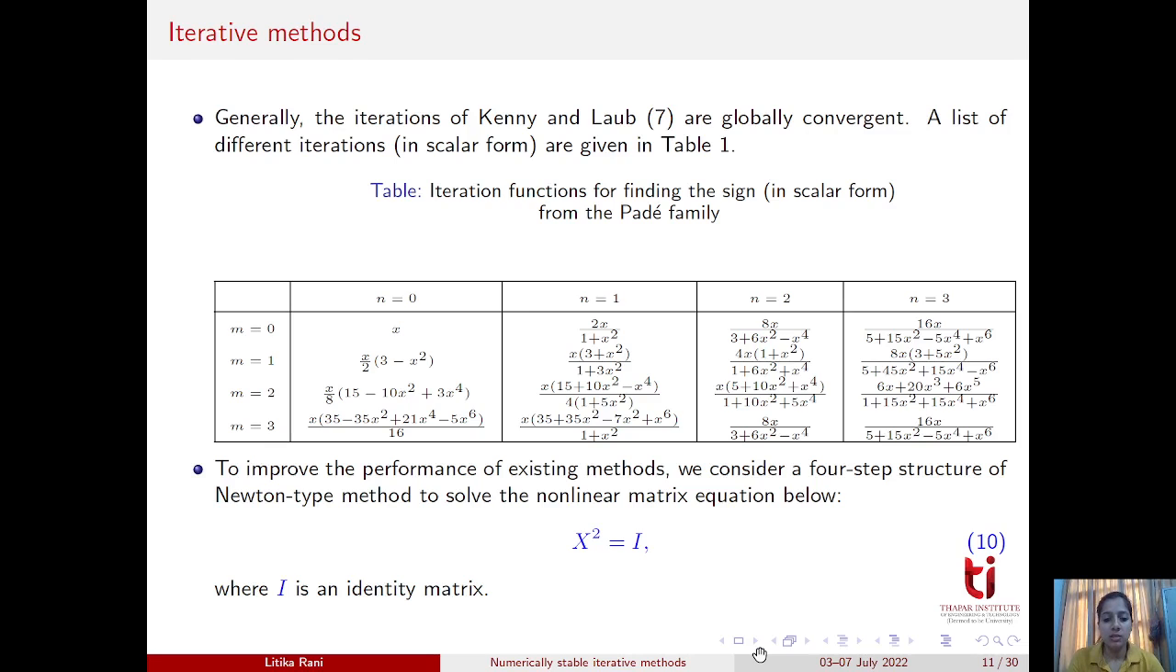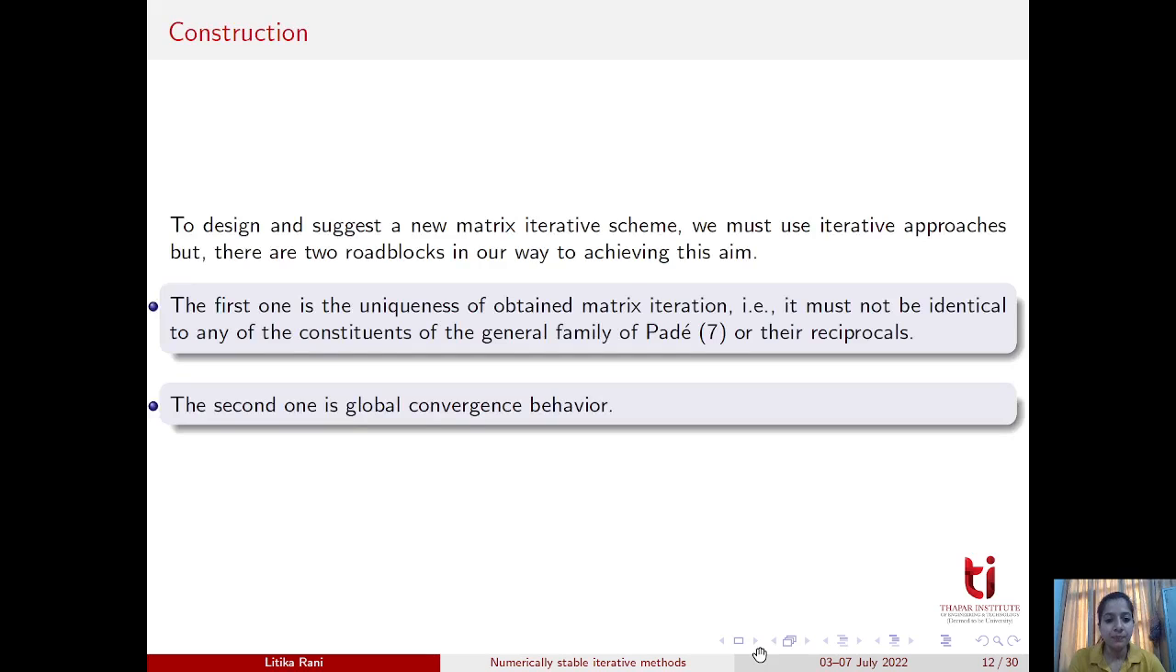And to improve the performance of existing methods, we consider a four-step structure of Newton's type method to solve the following matrix equation given in equation 10. For the construction of a new matrix iterative scheme, basically we have two roadblocks in our way. The first one is the uniqueness of the obtained matrix iteration. That means it must not be identical to any of the constituents of the general family of Padé or their reciprocals. And the second one is the global convergence behavior.